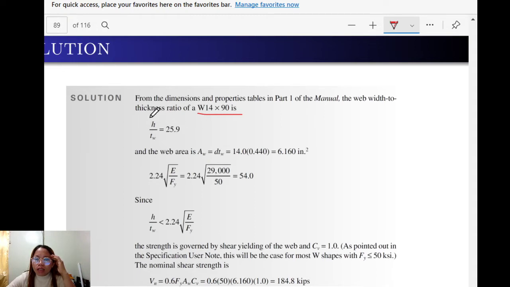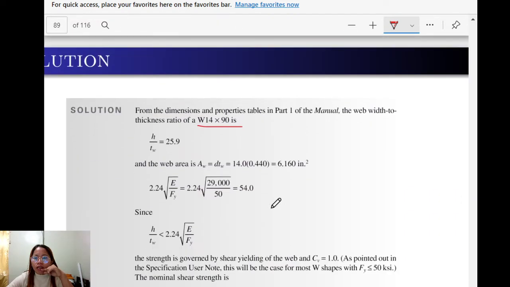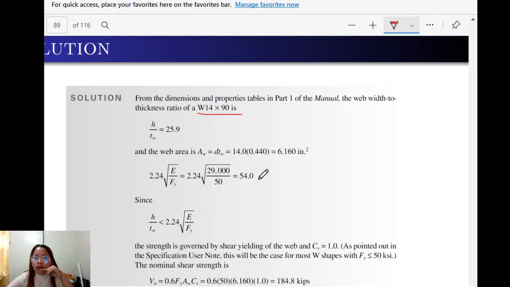Now we have already solved the height to thickness ratio of the web. That is 25.9. Then we have to check for the limiting values. So we have to check 2.24 square root of E over Fy. The modulus of elasticity of steel is 29,000 KSI, times the yield strength, which is equal to 50. And the answer is 54.